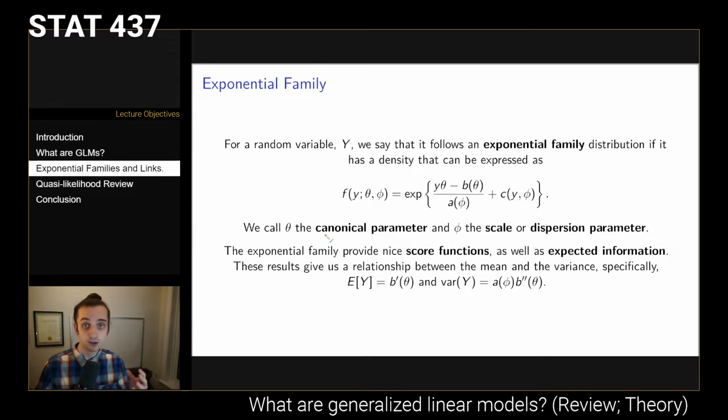Now, the reason that we care about exponential families is because they have a nice score function and a nice expected information. In particular, we get this result where the expected value of y is equal to the derivative of this b function, and the variance of y is equal to a of phi times the second derivative of that b function. Okay? And so, in particular, this means a couple of things. First, because we have this b prime here and this b double prime here, there's this intrinsic relationship between the mean and the variance in exponential families. And this is an incredibly important feature of them.